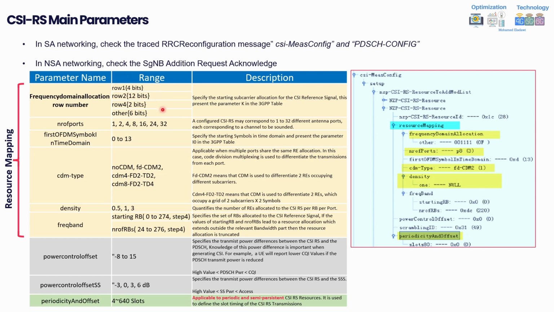Actually, this information is referring to the 3GPP table, which has a combination of different parameters to inform the users about their frequency domain or subcarrier spacing and also the time domain and so on. As you can see in the layer 3 messages, the first part here is related to the resource map. This is all under the resource mapping.